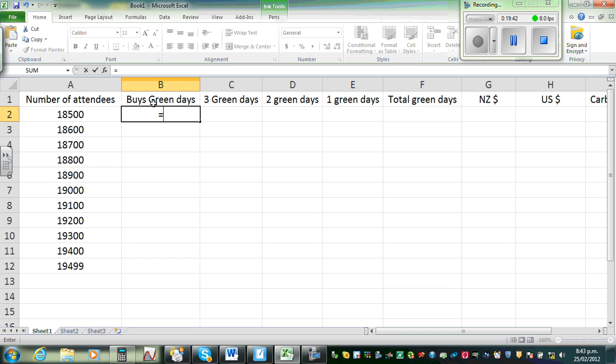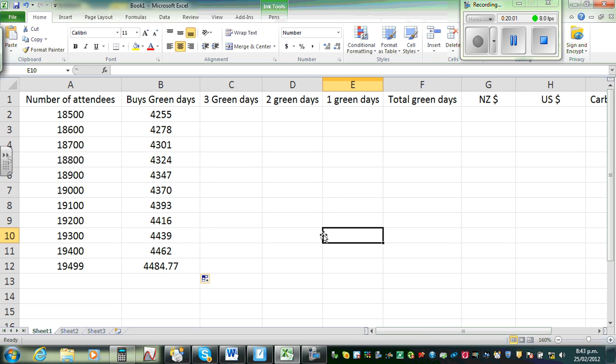So you go equal 0.23 times, this is the times key, times this, that is A2, and it will give you the answer, 4,225. And if you highlight that, catch the tail and scroll down, you'll get the numbers. So when it is 19,000, you get 4,370. Now this you can make 4484.